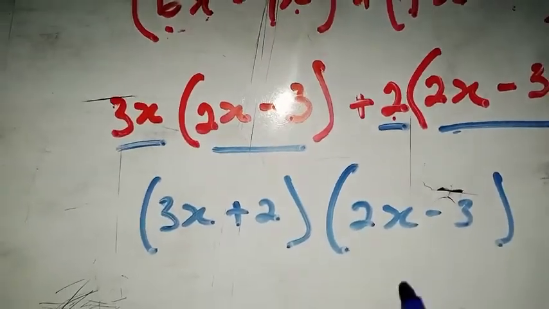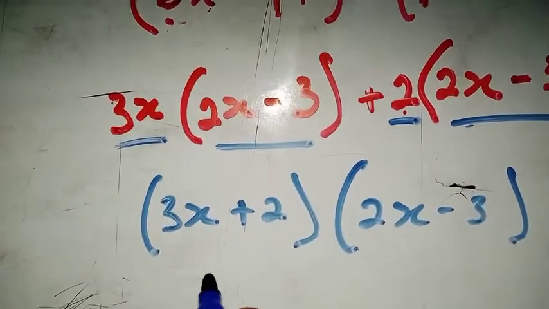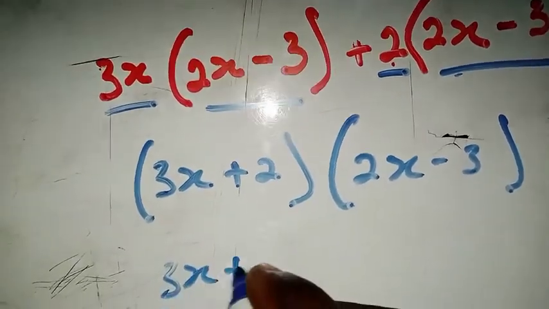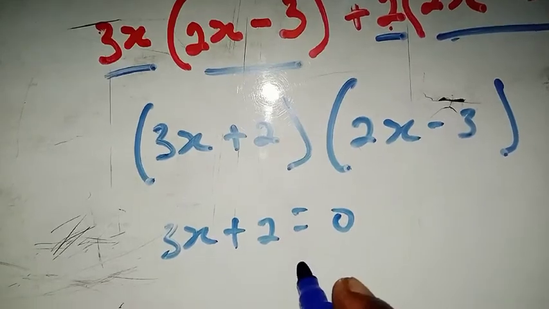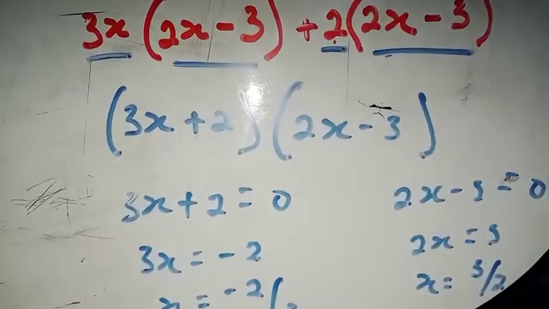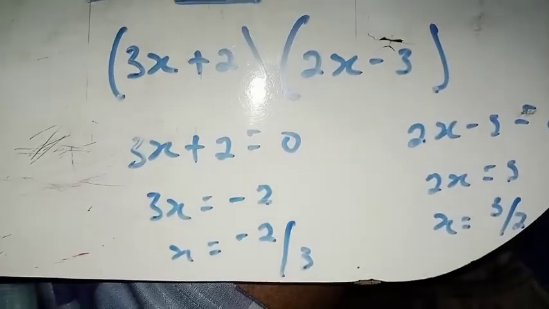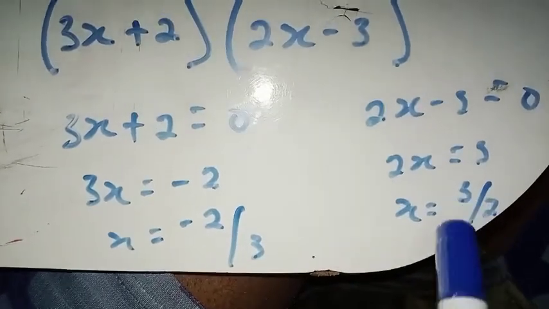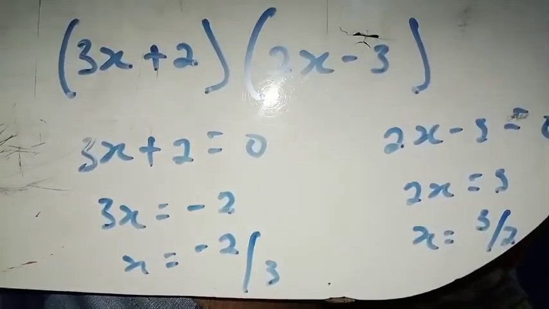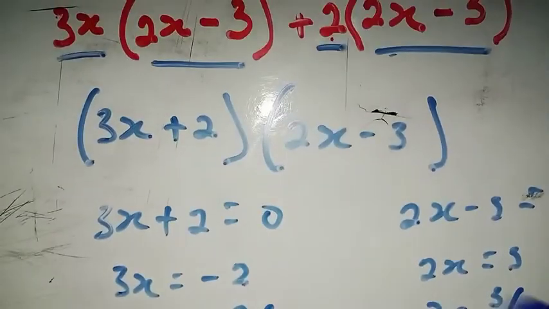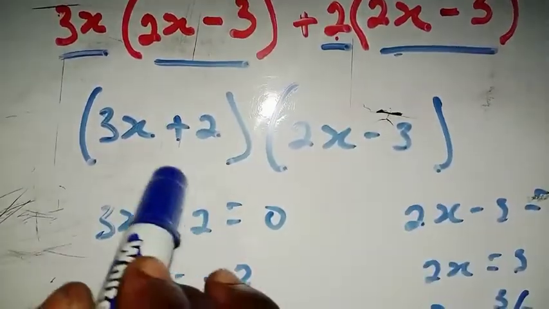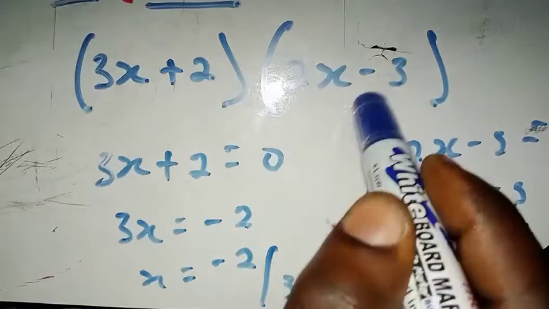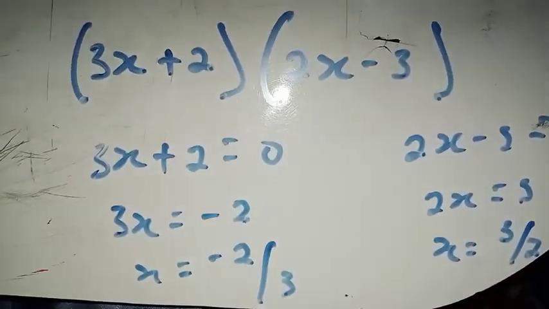Now from here, this is very easy to solve. We are going to solve the brackets one by one, right? So solving this bracket, we have 3x plus 2 equal to 0. After solving these two expressions in the brackets, one of the x values is negative 2 over 3, and here we have x to be 3 over 2, depending on what the question is asking you to find. If it's just a factorization, then you can end at this point. But if you are asked to solve for the values of x, then you can proceed from this bracket and solve it step by step to the final answer.